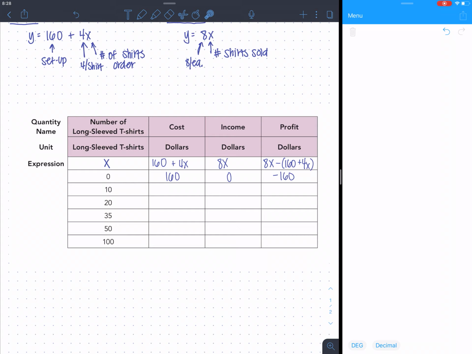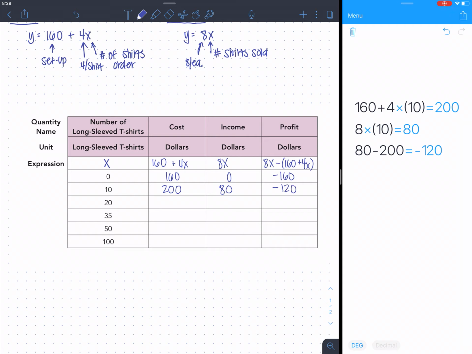Okay, so here we go. My first one, 10 shirts, 160. Well, what is that? 160 plus 4, and instead of x, it's 10 shirts. So what's that giving me? 200. And my income for that is going to be 8 times x, so 8 times 10. That's 80. And then my profit is going to be my income, which was 80, minus my cost. So 80 minus 200.